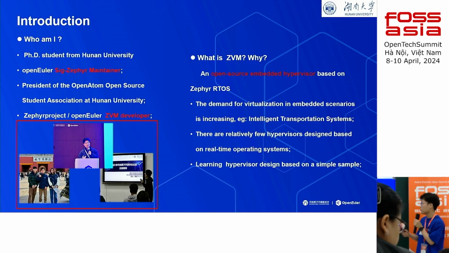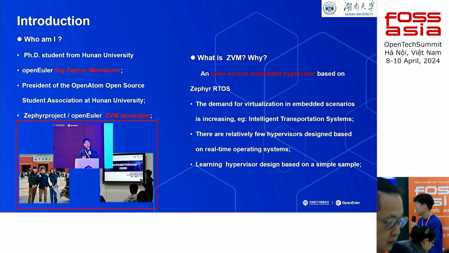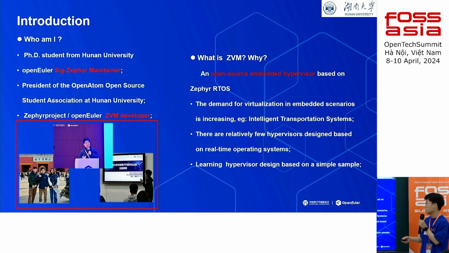Why are we talking about ZVM? The first reason is that the demand for virtualization in embedded scenarios is increasing. For example, intelligent transportation systems may use a hypervisor to run multiple OS on one platform. The second reason is that there are relatively few hypervisors based on a real-time system. So it may be meaningful for someone to use it.